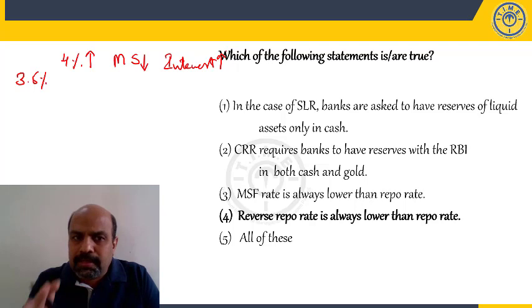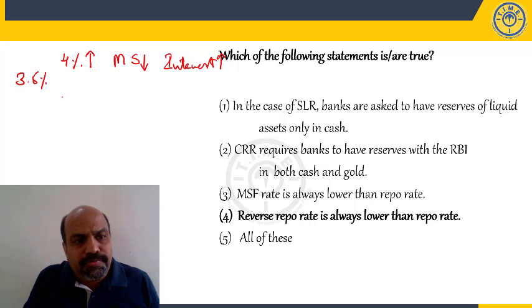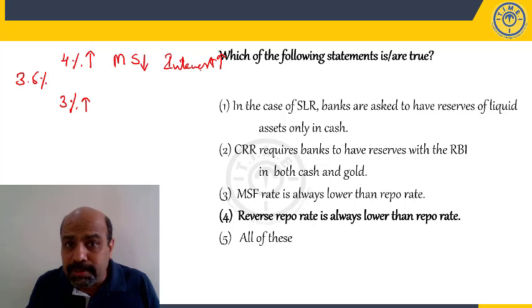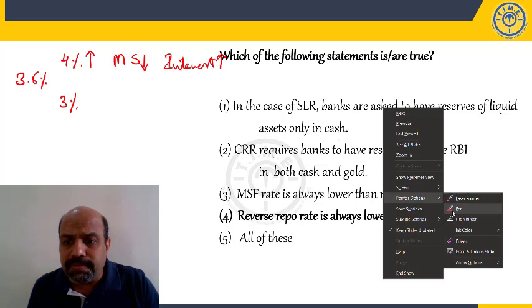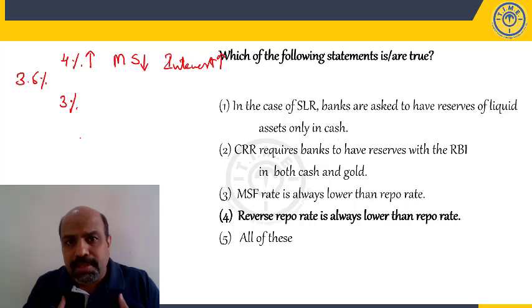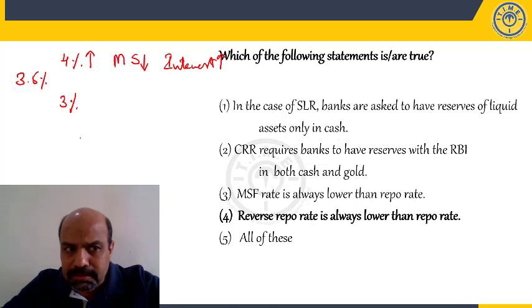Now that's all technical. Let's take the opposite side. If the CRR is decreased from 3.5% to 3%, what would happen? What would happen is something very simple. You have to keep less money with the RBI. You have to keep less money with me, the RBI. So what I will do is release money into your hands. 3.5% earlier, now 3%.